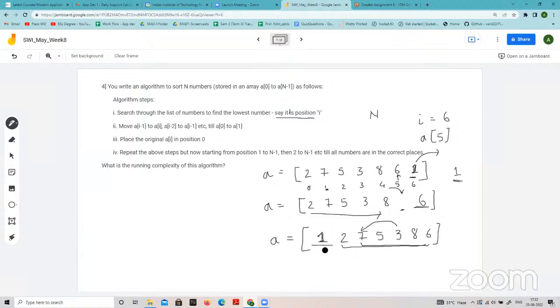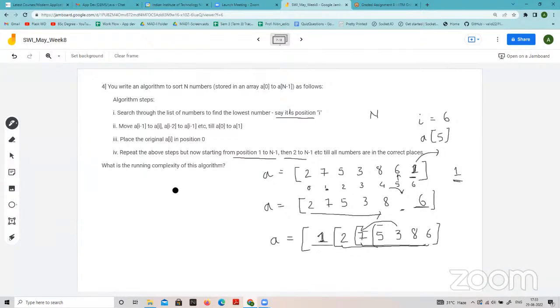Every time, note that once a number is shifted to position 0 of that array, this is my original array. Second time my array will be this, third time this, fourth time this. So the array keeps on reducing, because I go from 0 to n-1, then 1 to n-1, then 2 to n-1. This is how my sorting is taking place.